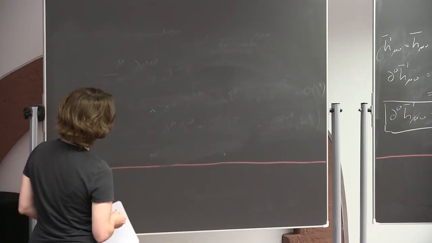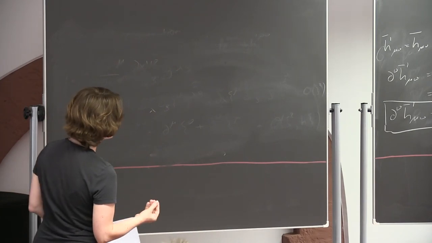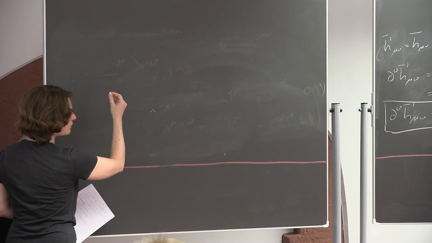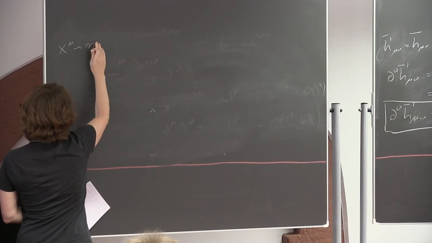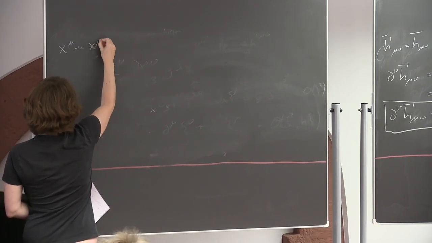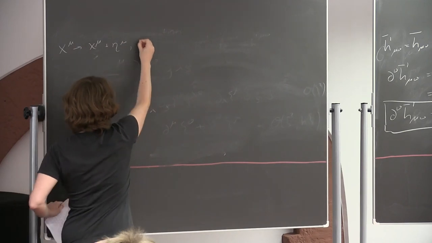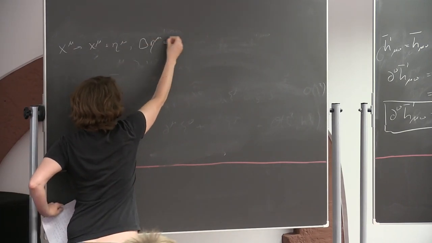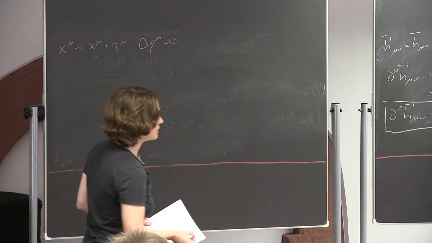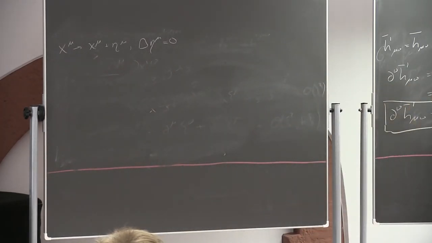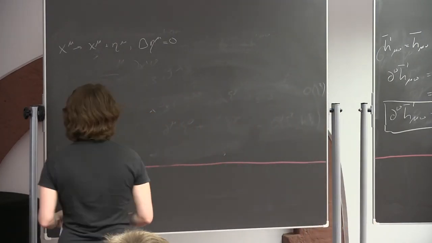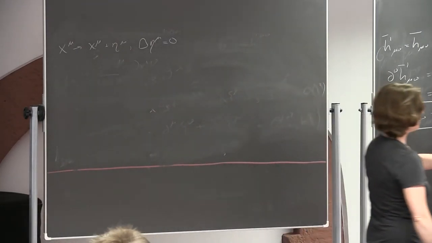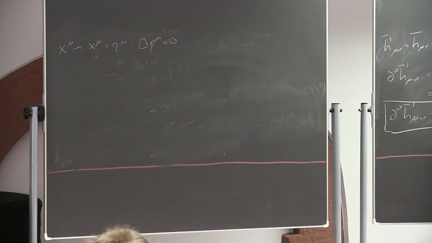We've essentially fixed psi nu up to a residual freedom: we can still transform x nu by some eta nu with box eta nu equals zero. This is the same as here, a residual symmetry that has box alpha equals zero. But there that was one degree of freedom, because alpha is just a scalar. Here it means four degrees of freedom.